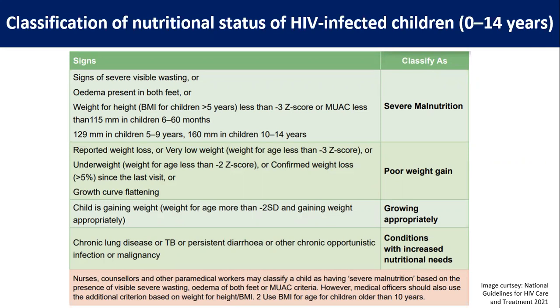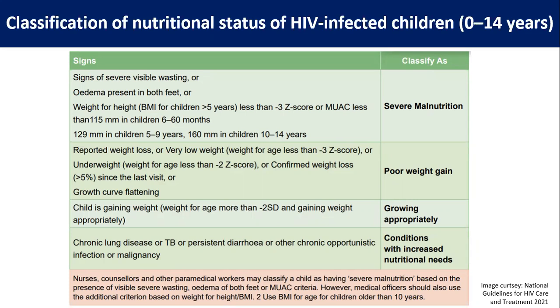And above 5 years, we always take the body mass index, and age appropriate charts are provided. According to that, we can classify any child above 5 years as thin or severe thin, and accordingly we can act for that child. Any child between 5 to 9 years of age, 129 millimeters is taken as the cutoff, and 160 millimeters is taken as the cutoff between 10 to 14 years of age.